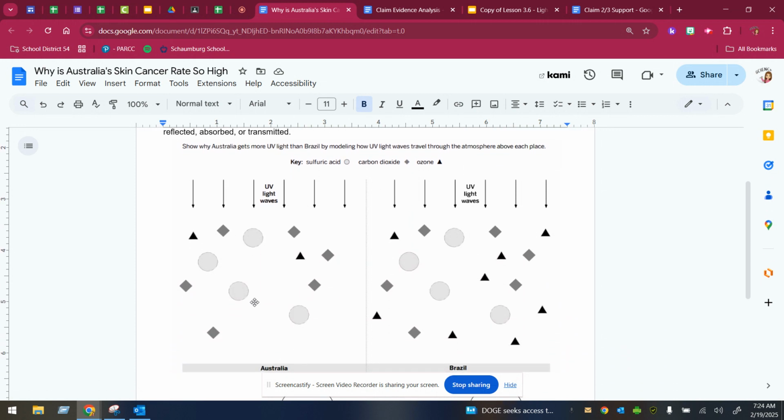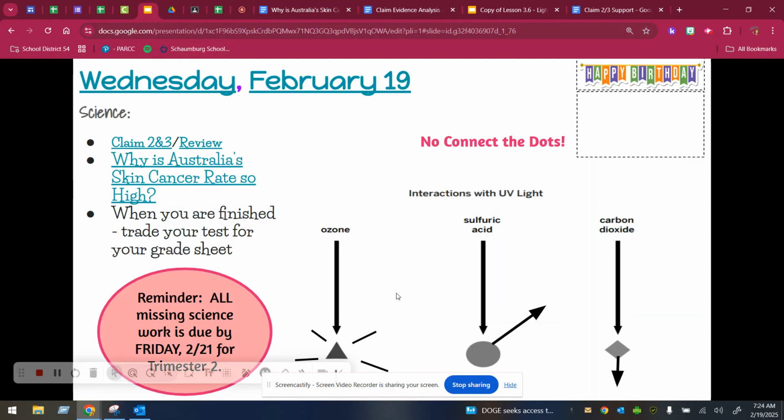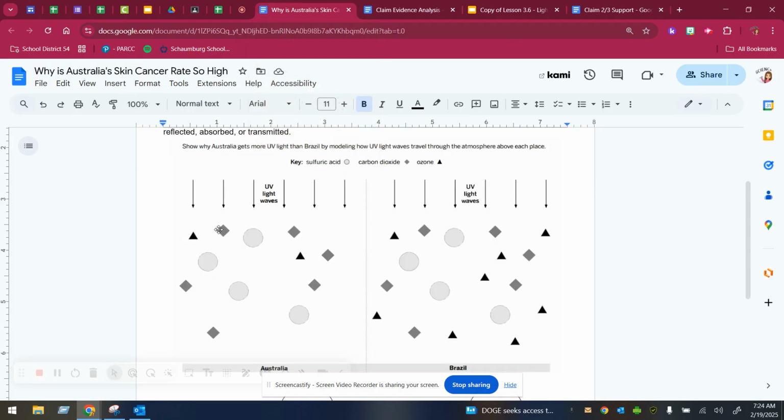Please note on your worksheet, the 4 sulfuric acids on each side photocopied really light, so you might want to draw that circle in there so you don't miss it. Up on the main screen, you will see that ozone absorbs UV light, sulfuric acid reflects it, and carbon dioxide transmits it. So you're going to use that to complete your model. You must use a ruler, and you're going to continue our UV lines until they either absorb, reflect, or make it all the way to the surface of the earth.